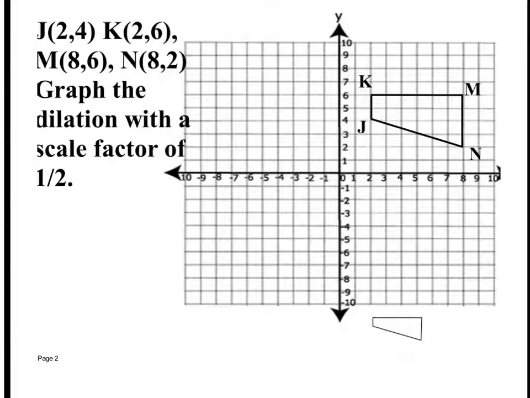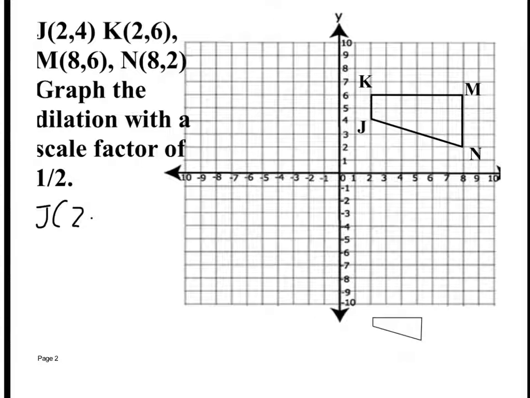So what this says is that this figure, this polygon JKMN, is graphed here, and J's at 2,4, K's at 2,6, M's at 8,6, and N's at 8,2. Your job is the homework. What the homework's going to ask you is to graph the dilation, and it has a scale factor of 1/2. Really, all that means is we're going to take each coordinate. So let's do J first. You're going to make it half.